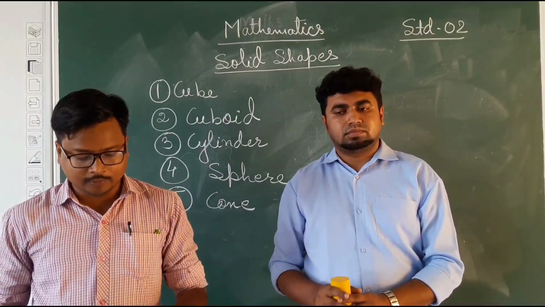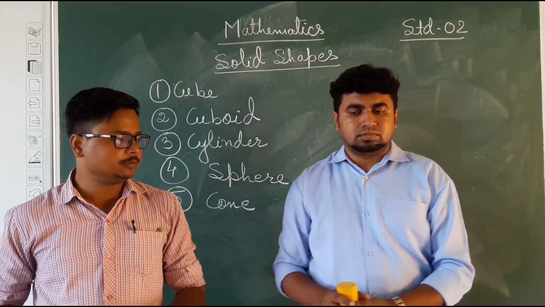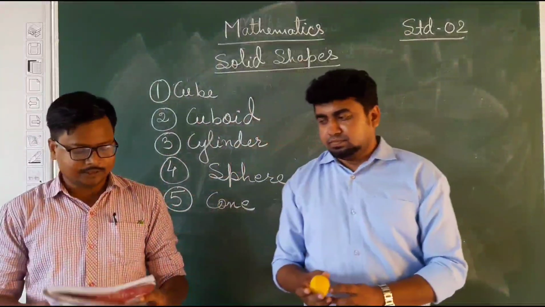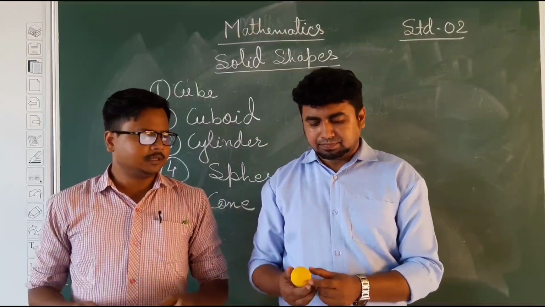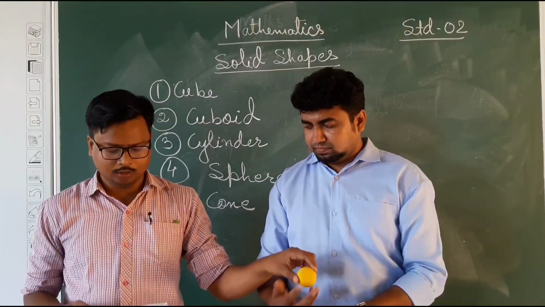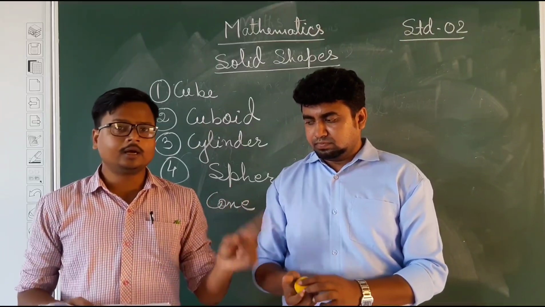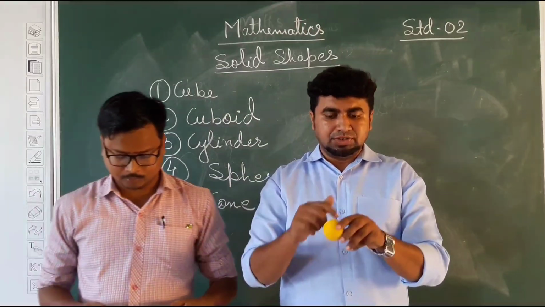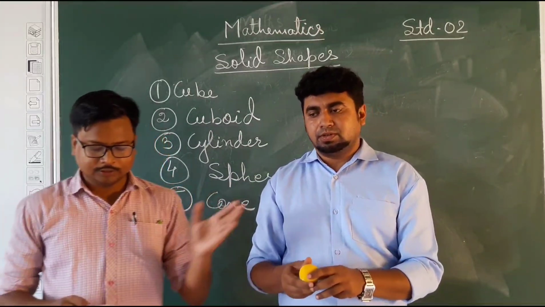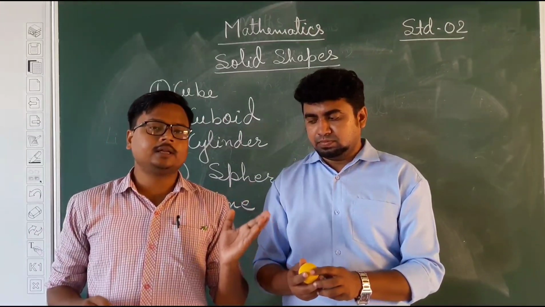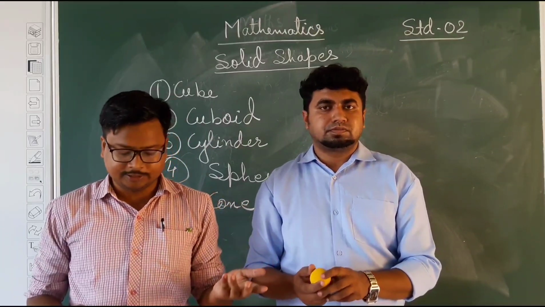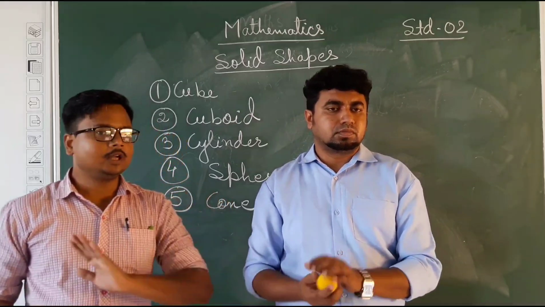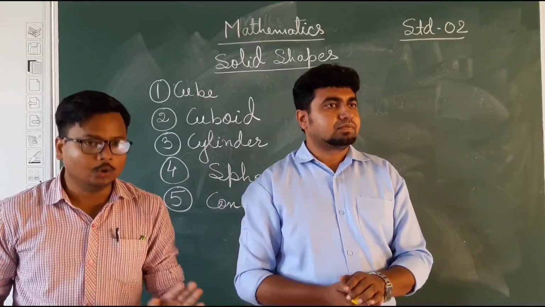Now let us move to our next shape, that is sphere. Sir, please bring the sphere. As you can see here, sphere is just like a ball, and it has 1 curved face. Sir, please show it. This is the curved part. From everywhere you will see it is curved only. So this is a sphere. A sphere is like a ball, or you can say a solid shape. It has only 1 curved face. A sphere has no corner and no edge.